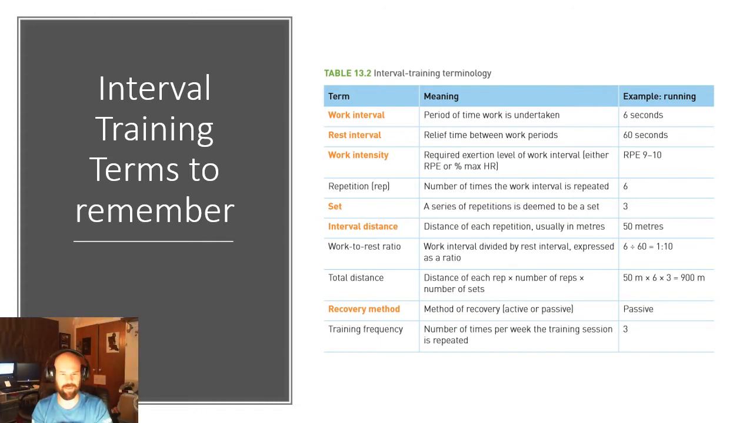And then finally, the training frequency, which is the number of times per week that the training session is repeated. And actually, I forgot that I can hide my head. In this instance, it's 3. So we are doing this session 3 times per week.